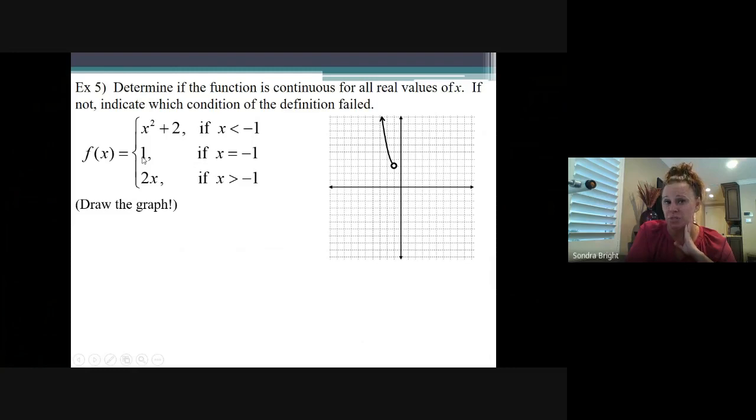Y is equal to 1 when x equals -1. All right, well, that's the point. When x is -1, y is 1. Put a dot right there.